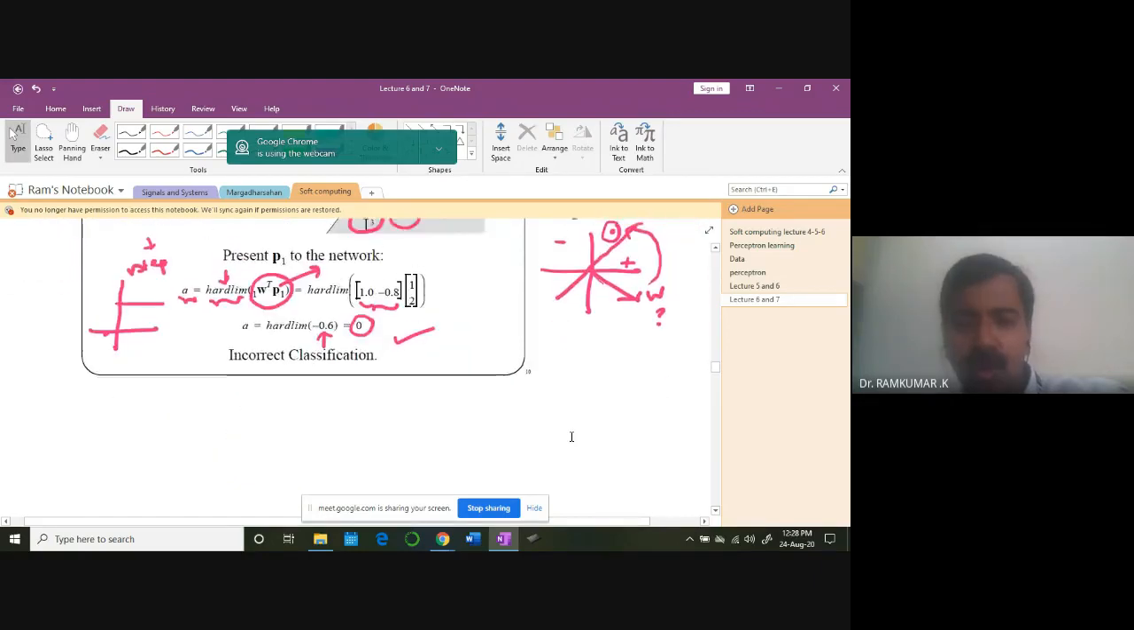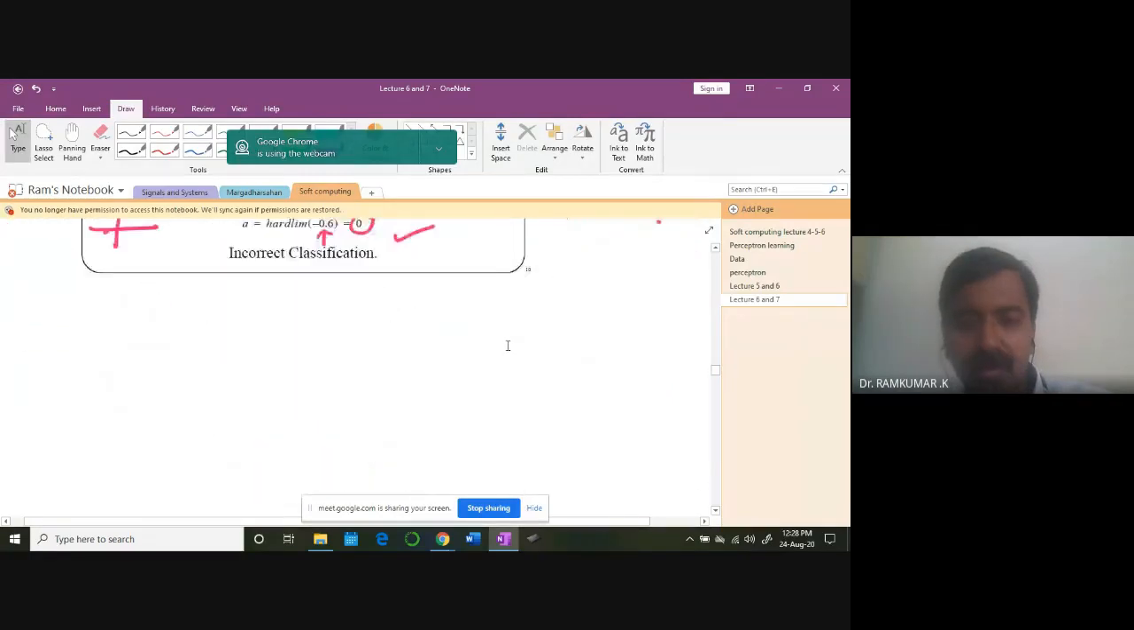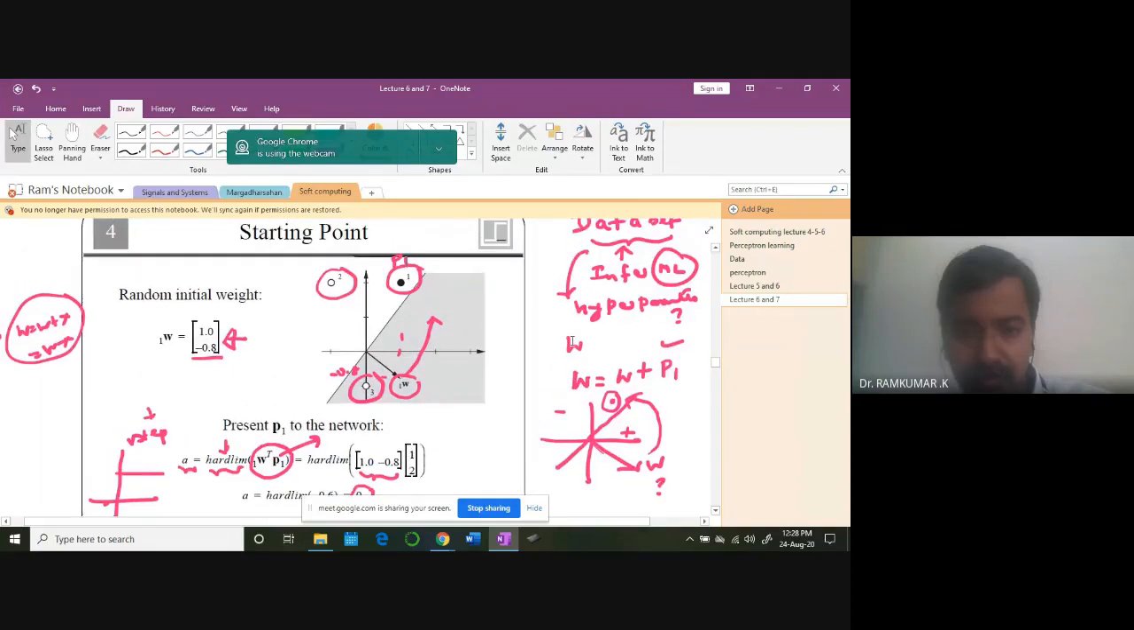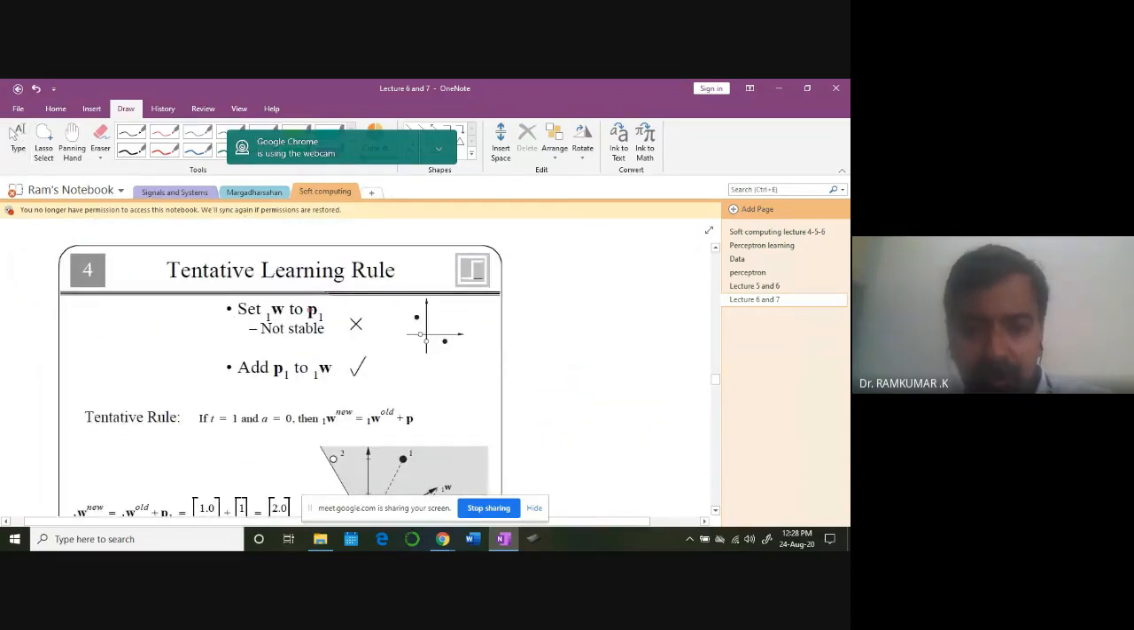So now what I'm going to do, I'm going to push my weight. This weight vector is going to move in this direction because P1 is here. Is it clear what I'm saying? Are you getting the point? Every one of you? Look at this next case. Normally we won't keep it exactly equal to P1. So add P1 to W1.